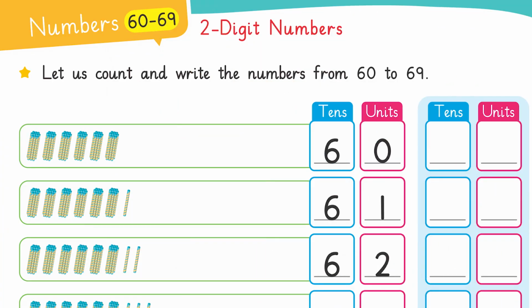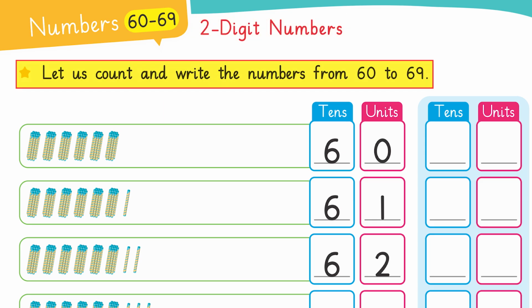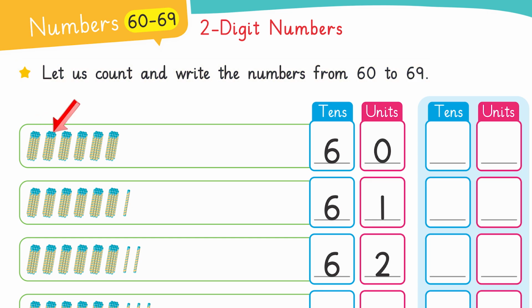The next page says two-digit numbers from 60 to 69. Again, you have to count and write the numbers from 60 to 69. And don't forget to integrate the concept of tens and units. So count in tens, my dear kids. 10, 20, 30, 40, 50 and 60.